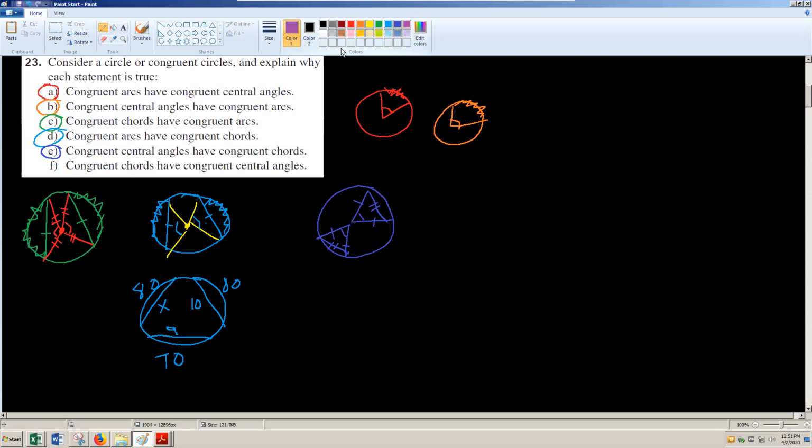Last one. Congruent chords have congruent central angles. So again, kind of already going off of one we've looked at here. Congruent chords, we showed, have congruent arcs. So if congruent chords have congruent arcs, and arcs are the same as central angles, then I've already shown this. So it's the same idea, just now I'm giving you congruent chords to start.